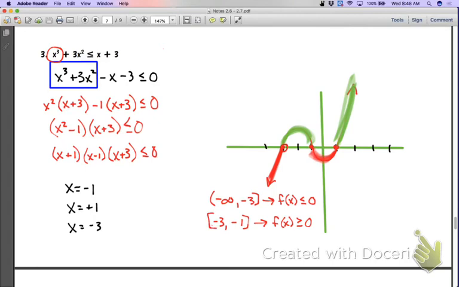Since we started here with it including that value, we just pick up from there, from -1 to +1. F of x is now less than or equal to 0. And then the last one is going to be from +1 to positive infinity, and f of x is greater than or equal to 0.